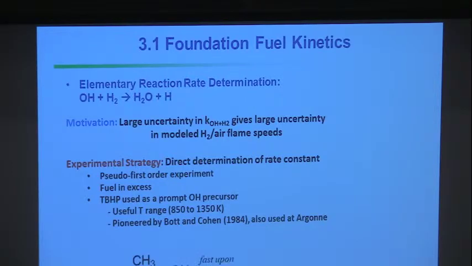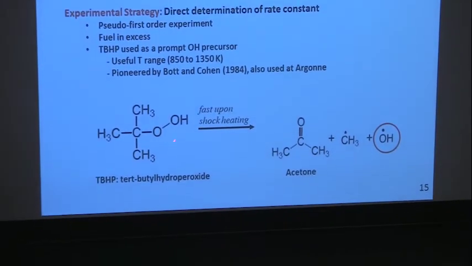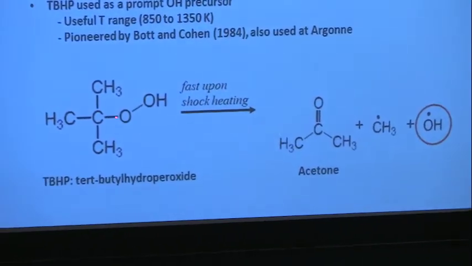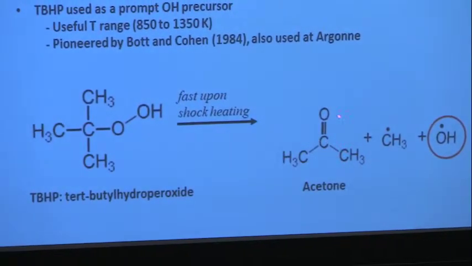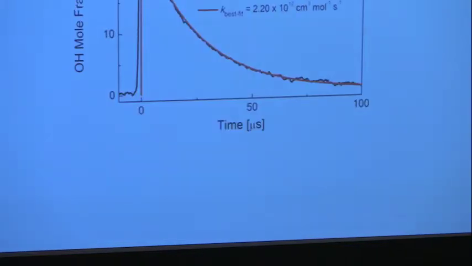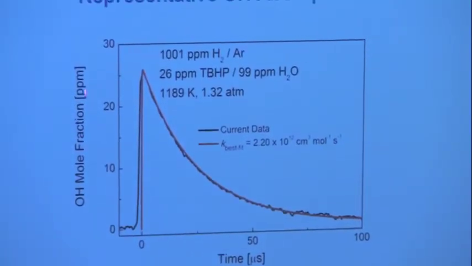Shock tube experiments. Here's the idea. You start with something called tert-butyl hydroperoxide. This is the structure of this molecule. And when it's heated to about 1,000 degrees or higher, it instantaneously becomes this molecule, which is acetone, plus methyl, plus OH. So as long as these things are non-reactive, the only thing that will happen in our experiment is that OH will react with hydrogen. So in this case, we measure OH versus time in parts per million.